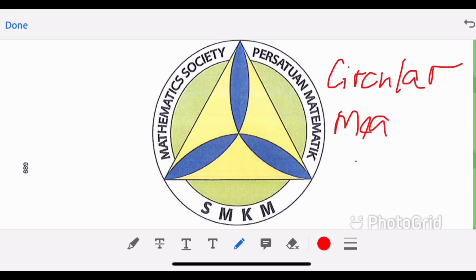For this topic we will try to write down as many formulas as we can before we start. So let's go through the formulas right now. I will write the formulas on the left hand side or any space there so that you will recall the important formulas for circular measure.